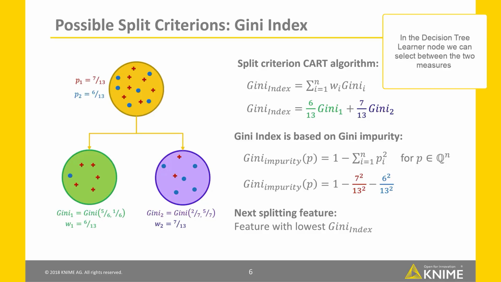In the decision tree learner node, we can select between the two measures. When it grows the tree, the algorithm calculates the selected measure for all the candidate features to find out which one will produce the best split.